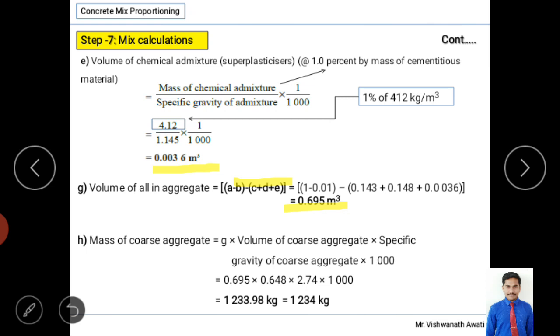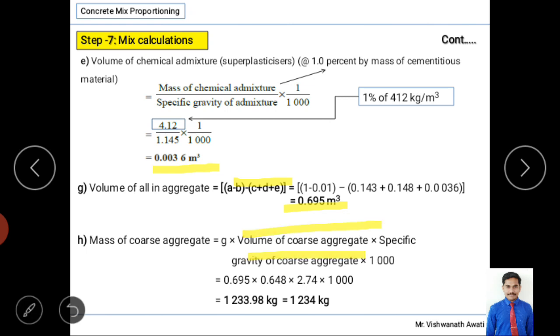Correct. So next is mass of coarse aggregate. Step H is mass of coarse aggregate. How to calculate it? Very simple formula. G means here step G, not specific gravity. It is step G into volume of coarse aggregate into specific gravity of coarse aggregate into 1000. If you follow this simple formula, you can solve very easily.